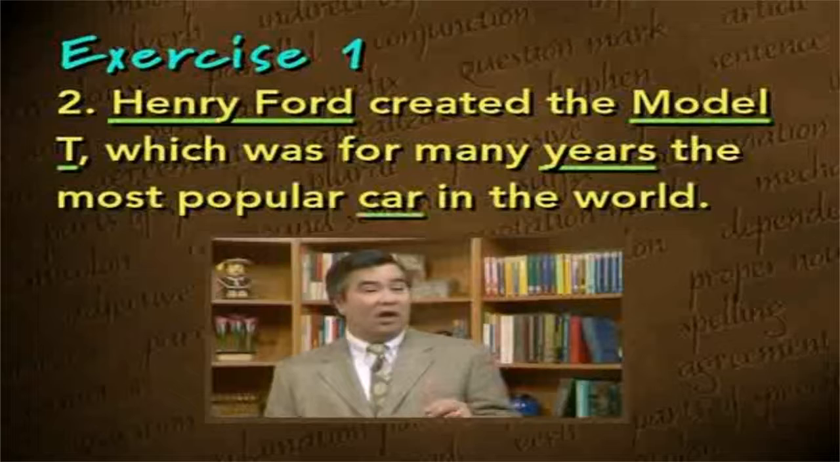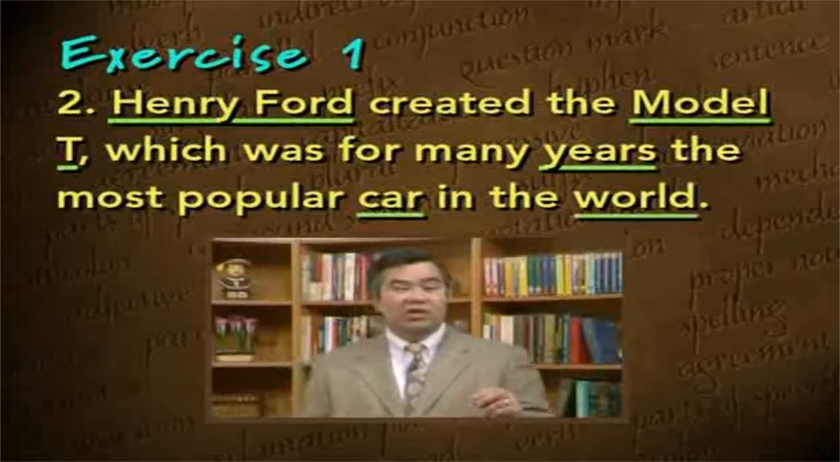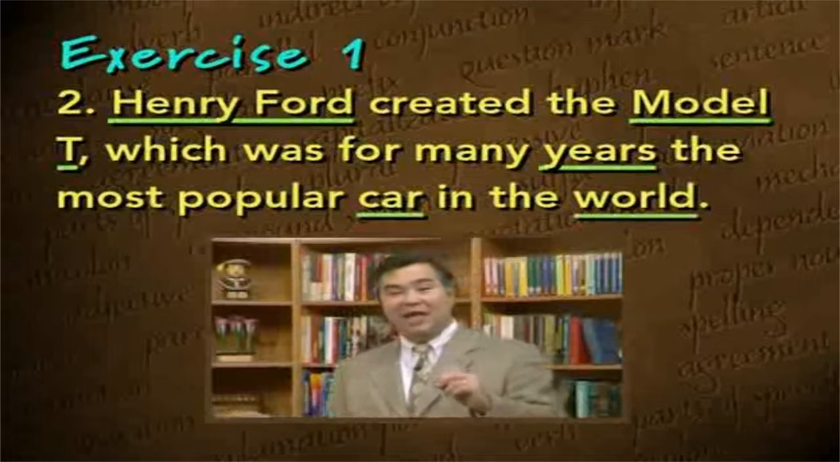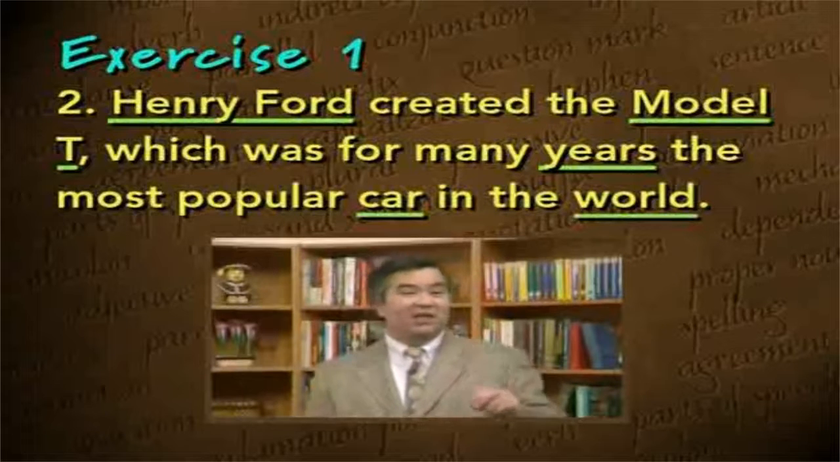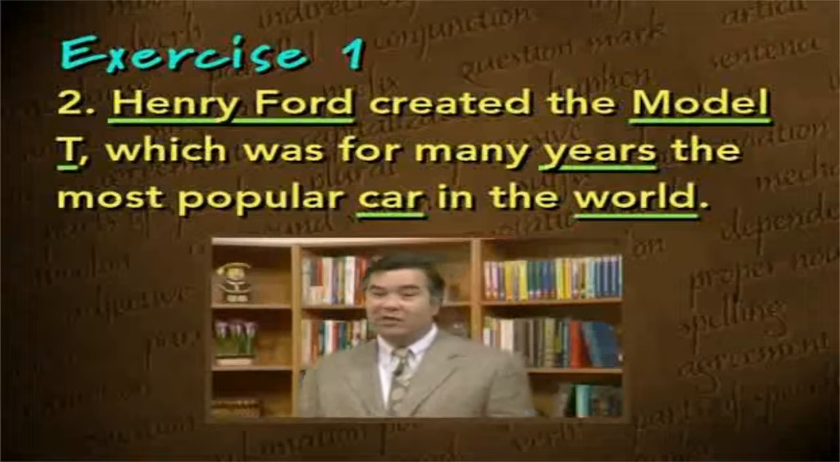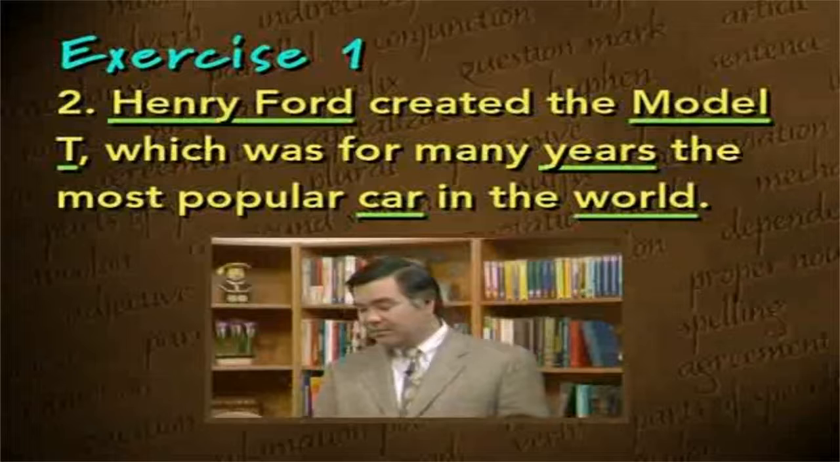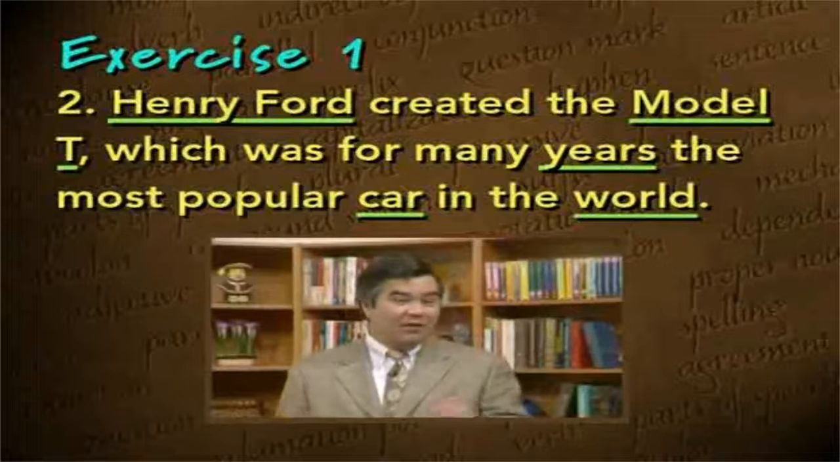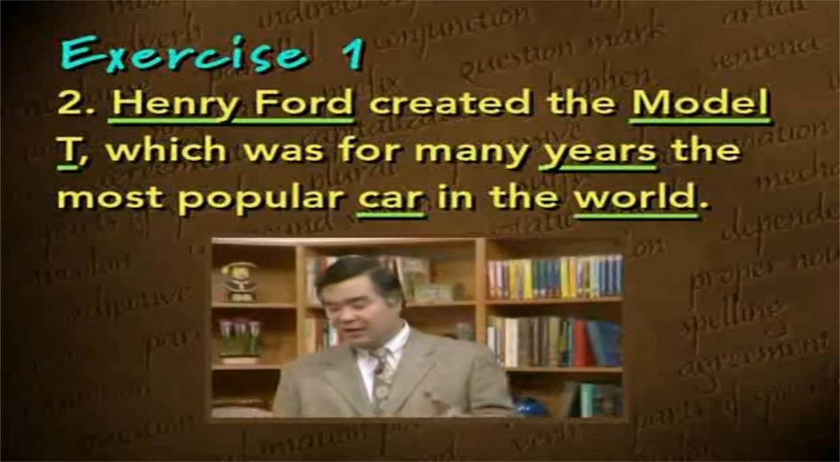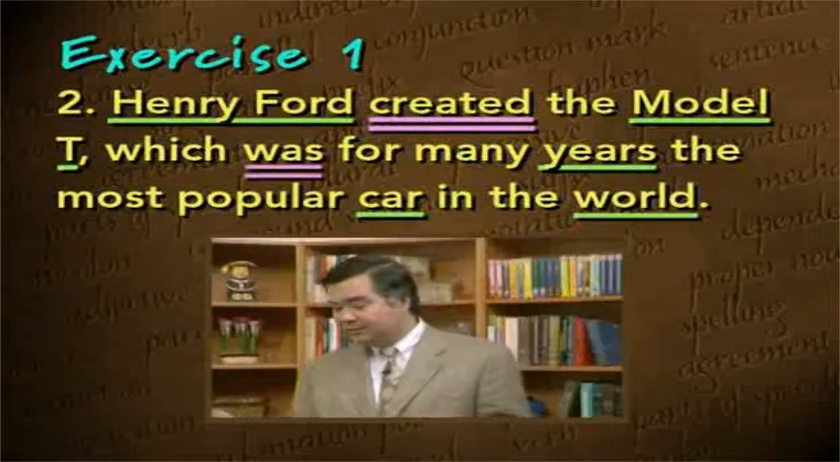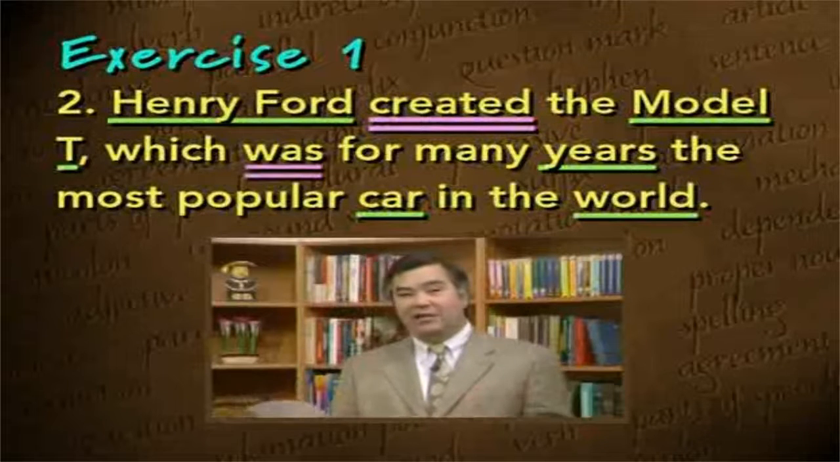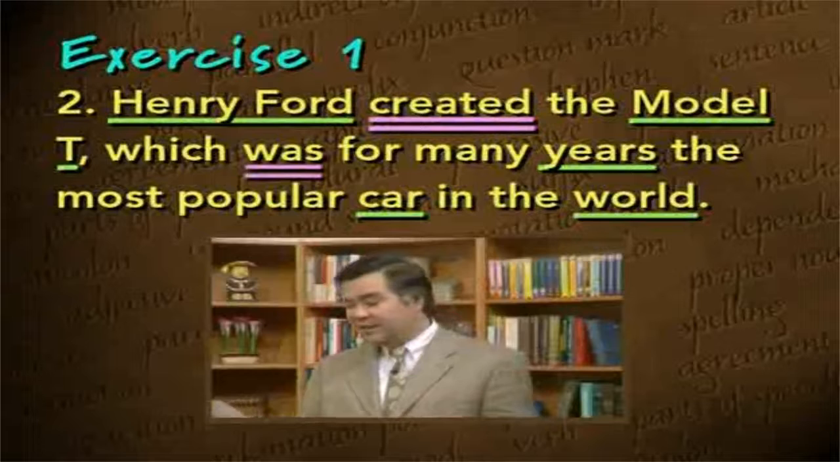Years, car, and world are also nouns. Those 3 also name general categories of things, and these are common nouns. That's why they don't begin with capital letters. What about verbs? How many verbs did you notice in this sentence? There are 2 of them, created and was. And what about pronouns? Did you notice any pronouns in this sentence?